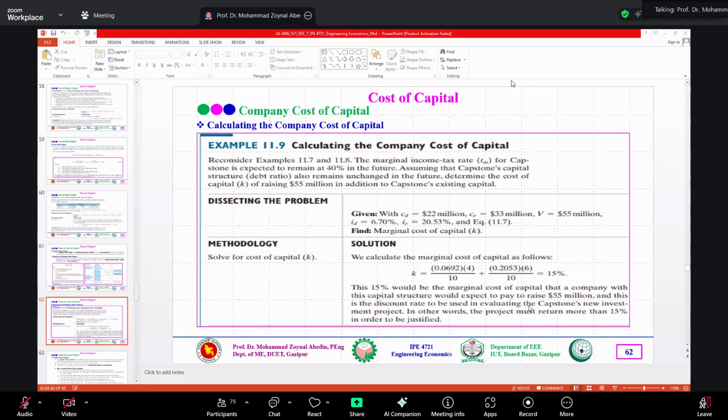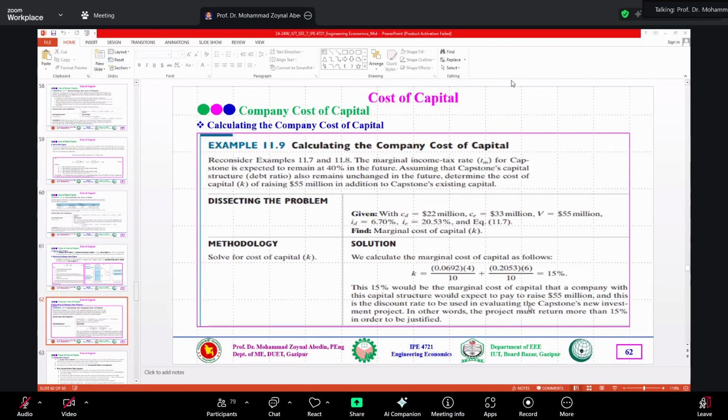When you have the cost of equity and cost of debt, then you can go for the company's cost of capital or marginal cost of capital. And finally, you will see that your marginal cost of capital is representing the whole company's cost analysis. Okay.